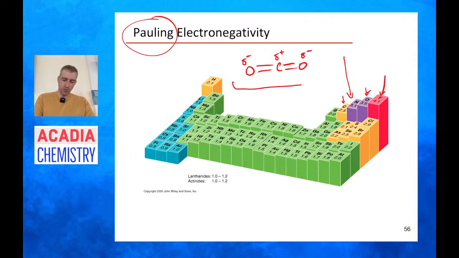So CO2, we expect to have these polar bonds, these dipoles maybe that look like this, which are there because those two atoms that are covalently bonded together have different electronegativities.